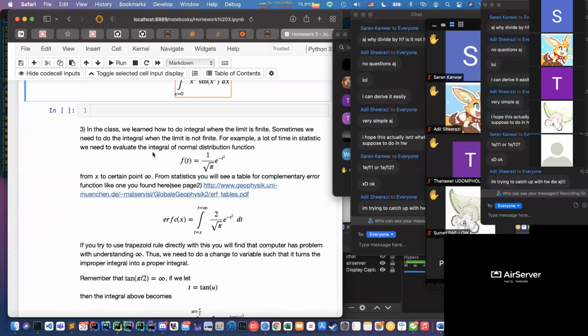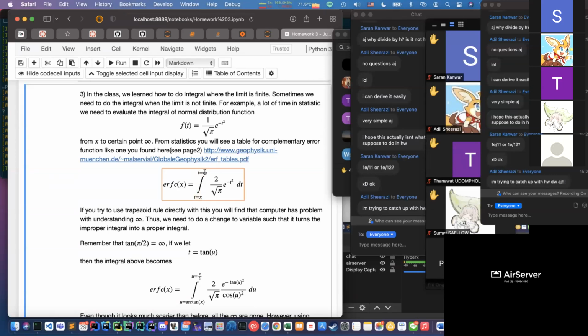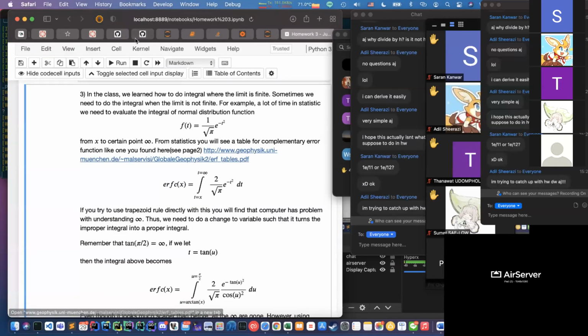Okay, so in the homework, you're gonna learn something very important too. The trapezoid rule that we did, we sum up all the function values, right? But there's a problem here: what if I want to integrate up to infinity? Then this approach doesn't exist anymore.